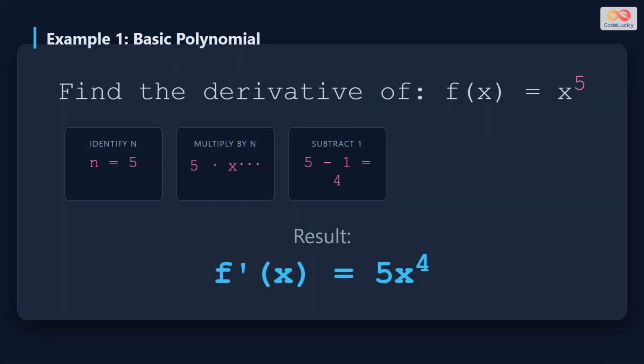Let's try a simple example with x to the 5th power. Our exponent n is 5. Following our rule, we bring the 5 down to the front. Then, we subtract 1 from the exponent 5. Since 5 minus 1 is 4, our final answer is 5x to the 4th power.